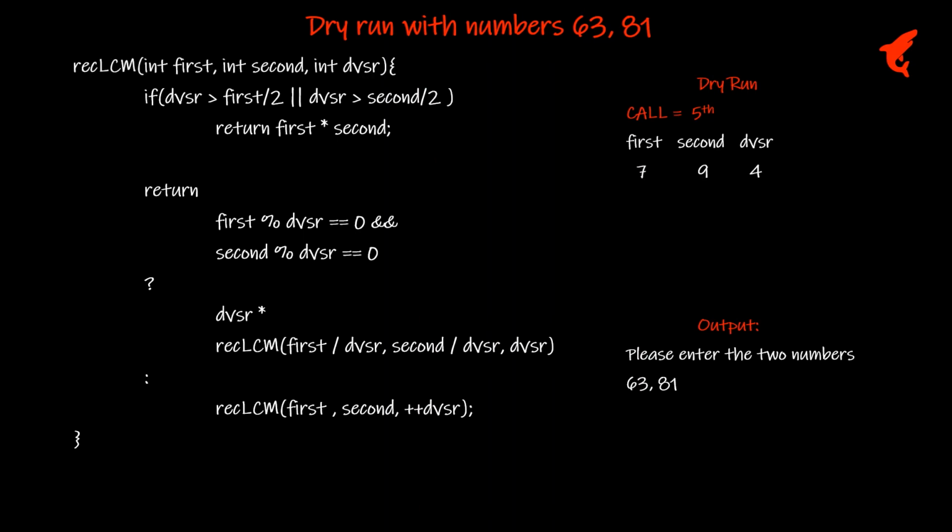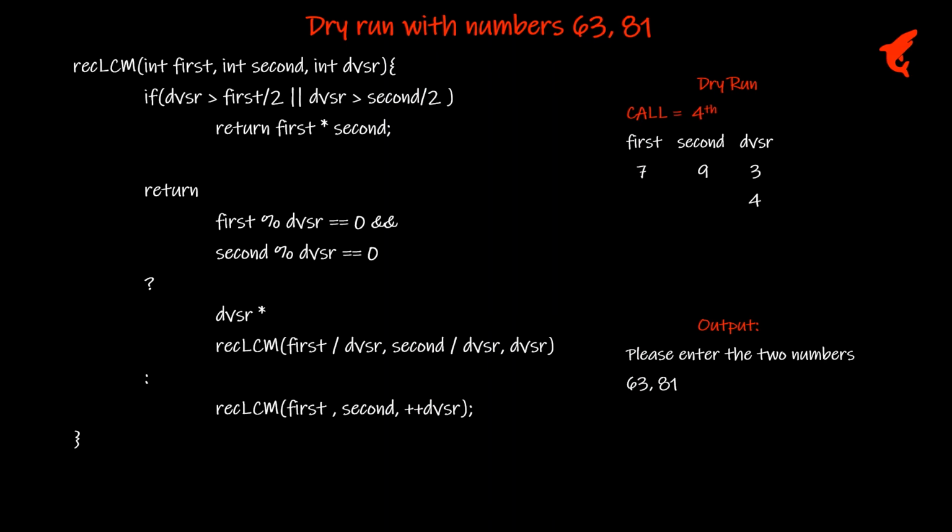Here the condition is checked after assigning values to first, second and DVSR. Right now the value of DVSR is 4, which is obviously greater than half of 7. 7 by 2 is 3.5. Okay, and therefore this value is greater, and this time the if condition is true, and therefore the return first into second will be executed, and it will return the value 63. Okay, this is returned to this function's previous call, which is call number 4. We are right now in call number 5, so we go to call number 4.